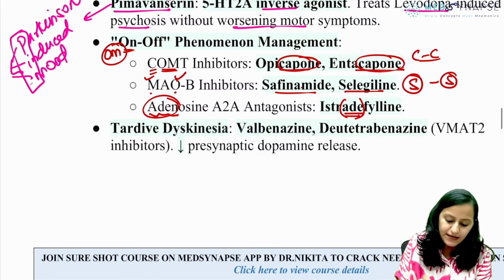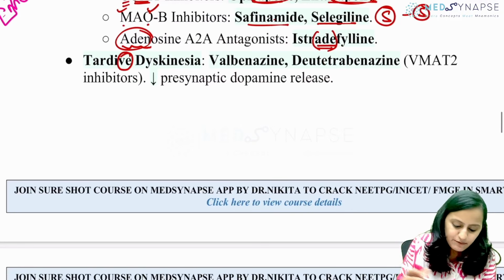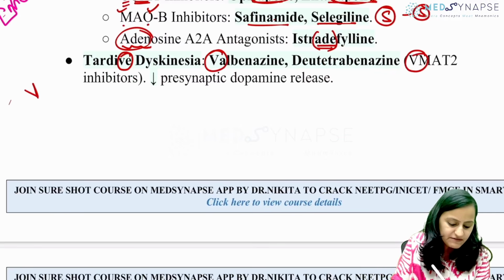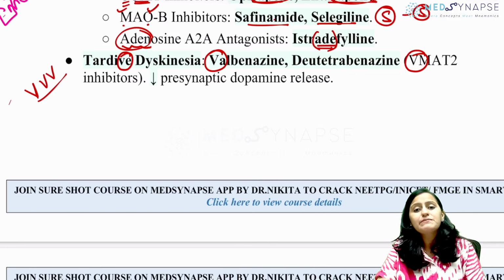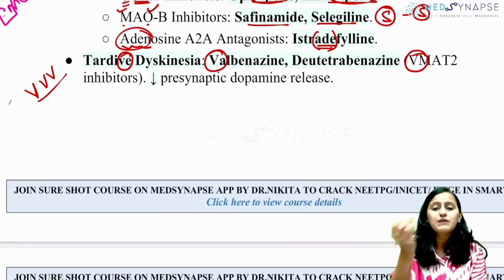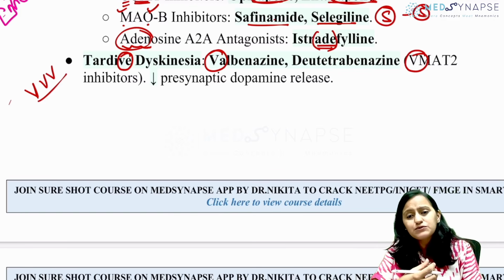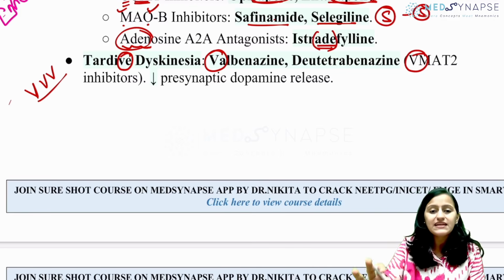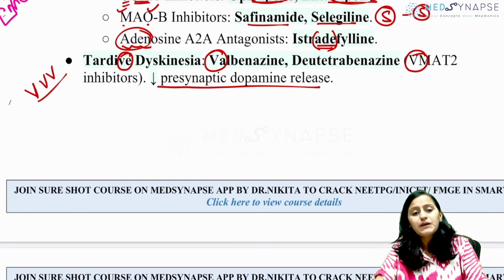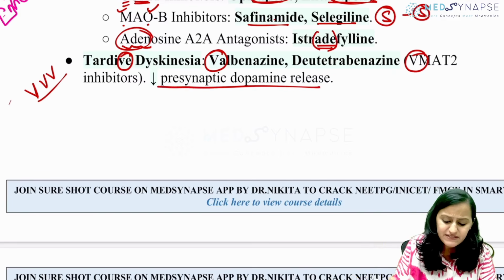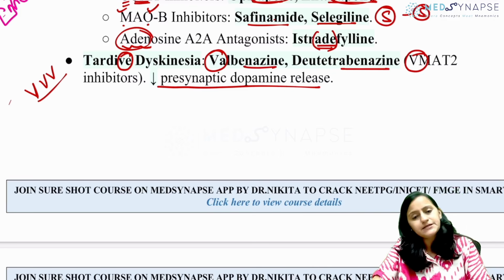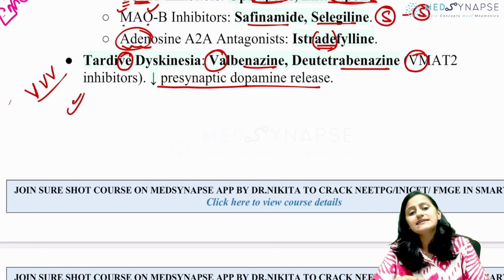Okay. Then you have tardive dyskinesia, VV drug, valbenazine, which is a VMAT inhibitor. So remember VVV for tardive. Valbenazine, VMAT2 inhibitors. The VMAT2 basically prevents the dopamine from coming into the presynaptic vesicles and their release. So it is decreasing the presynaptic dopamine release. For tardive dyskinesia, you have valbenazine and deutetrabenazine. Okay, this has been asked in the INI-CET exam again.